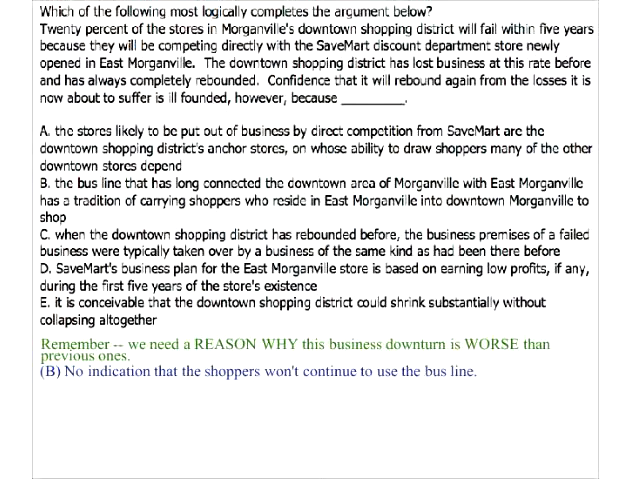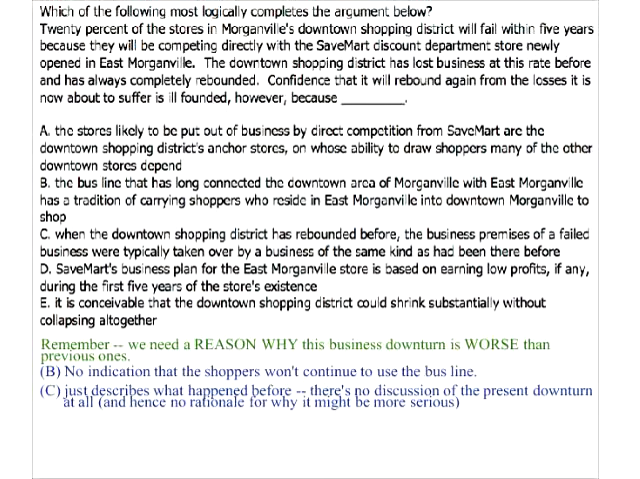C, when the downtown shopping district has rebounded before, the businesses were typically taken over by a business of the same kind. This just describes what happened before. There's no discussion of the present downturn at all, and hence no rationale for why it might be more serious. Like, C is just a historical discussion of what has happened in the past. C has no indications that this might not happen again.